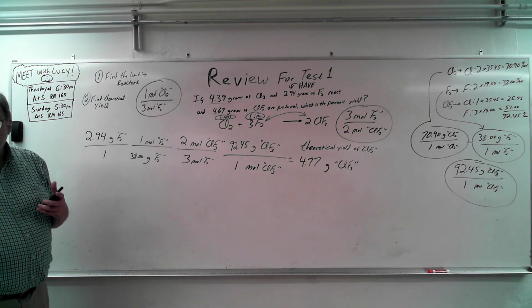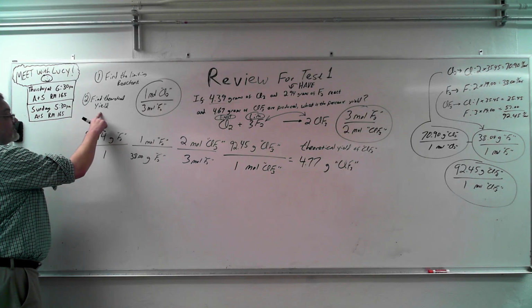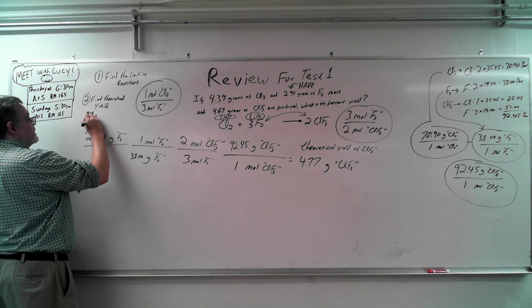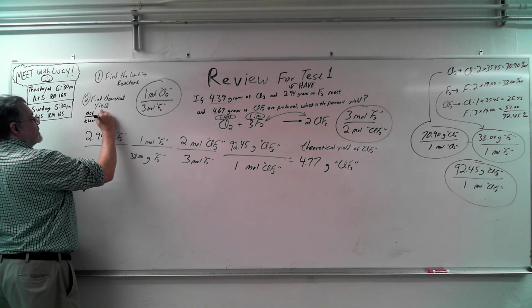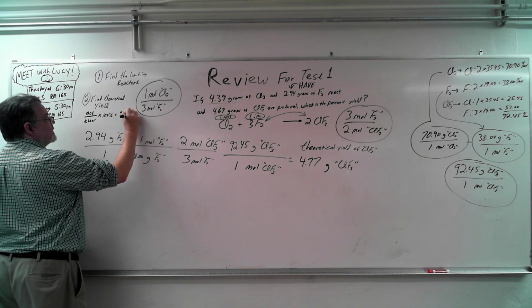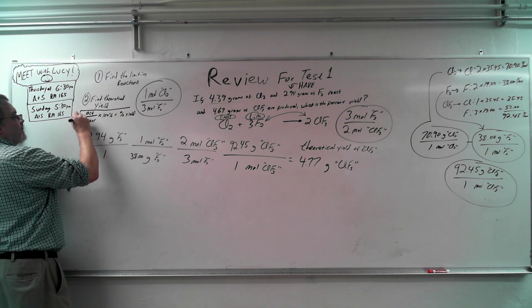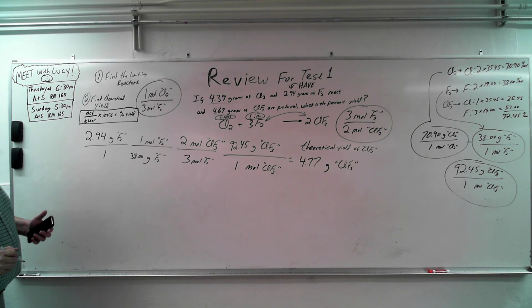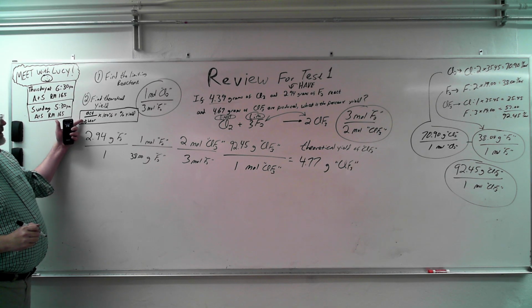We need the actual yield to calculate this. It's actual over theoretical times 100%. That's your percent yield. So that's a fairly simple formula. So going from theoretical yield to percent yield is that simple.